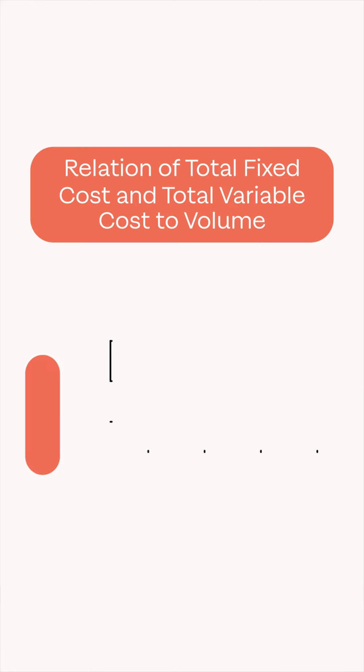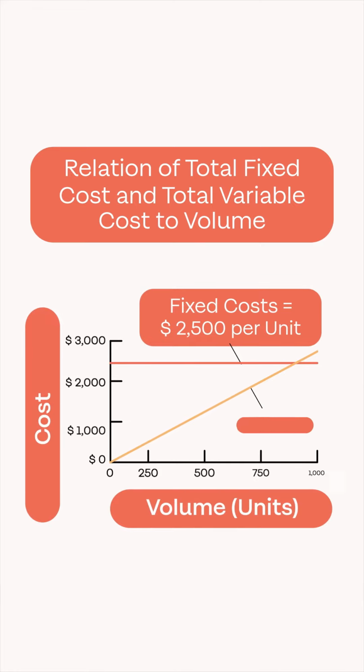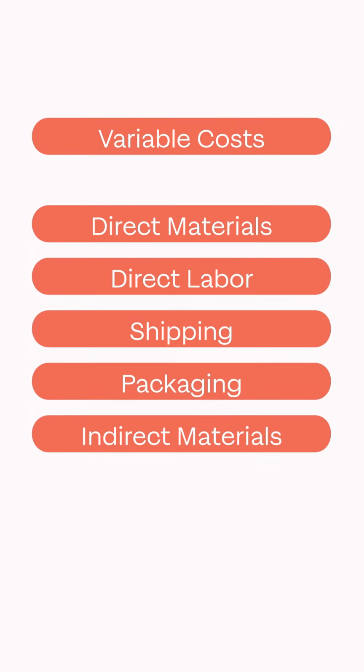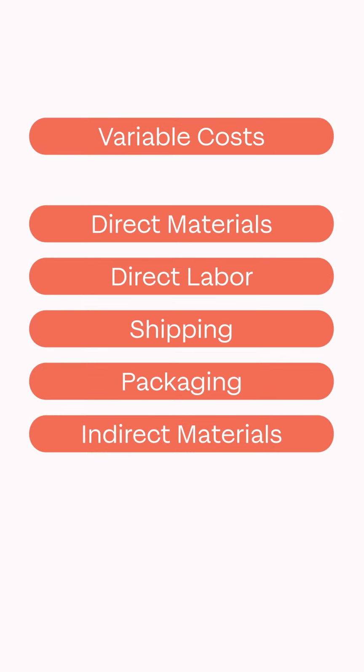In a sense, variable costs are the opposite of fixed costs because even while the total amount of a variable cost fluctuates depending on production volume, the cost per unit stays the same. Common examples of variable costs are direct materials, direct labor, shipping, packaging, and indirect materials.